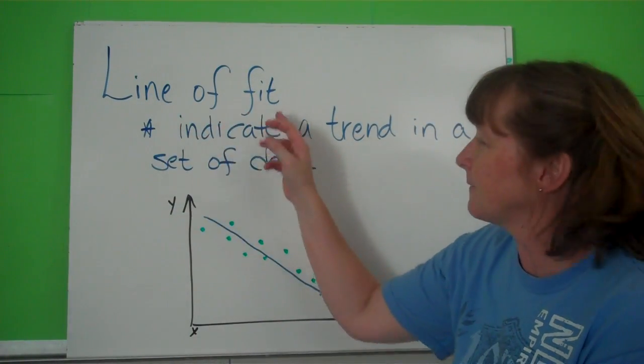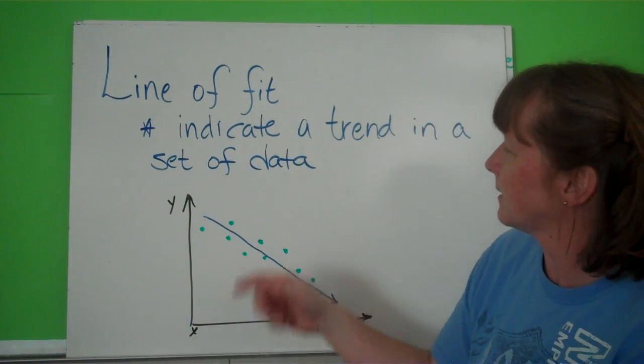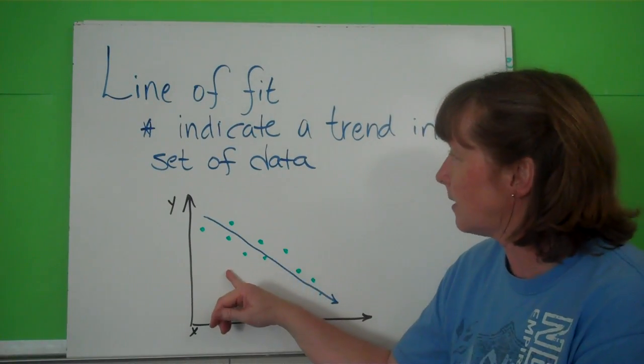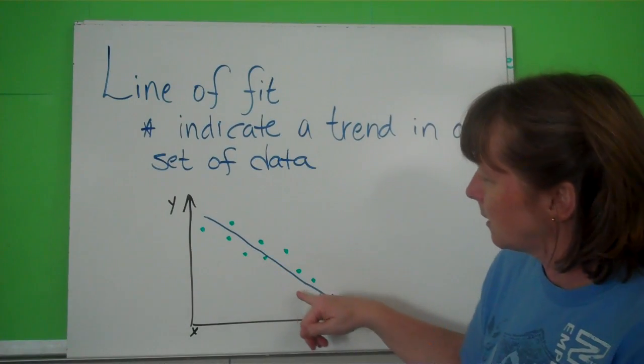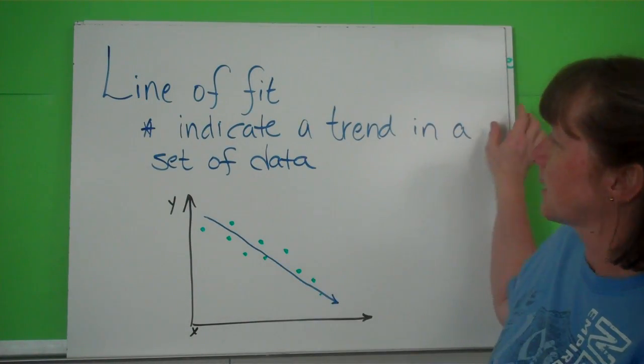We're going to talk about a line of fit. It indicates a trend in a set of data. So we have a scatter plot, and the line of fit is where you're going to draw a line that comes the closest to the data. So let's look at how you do that.